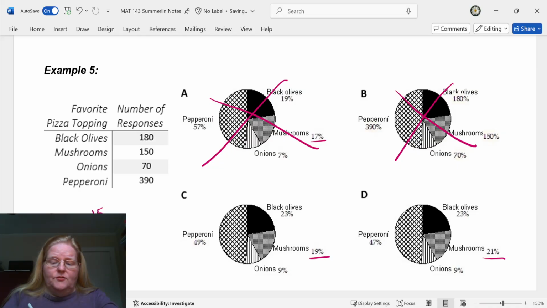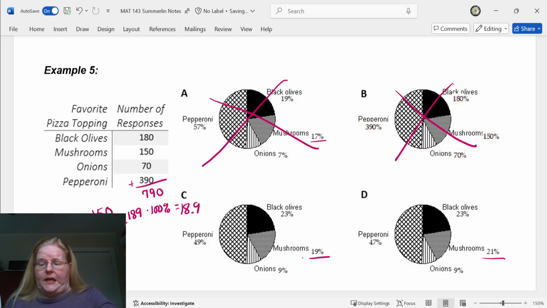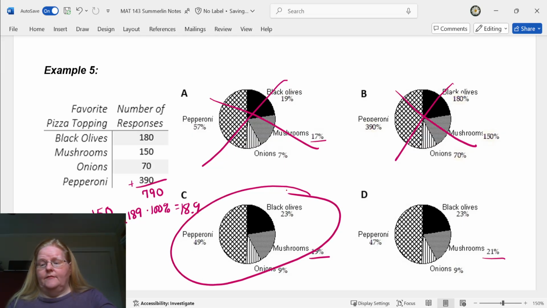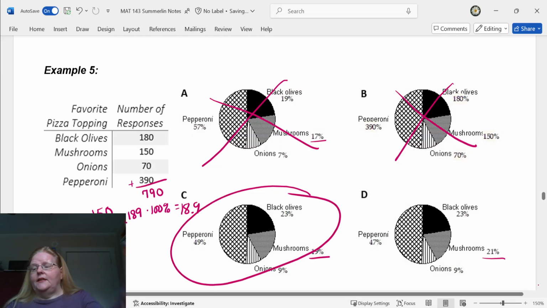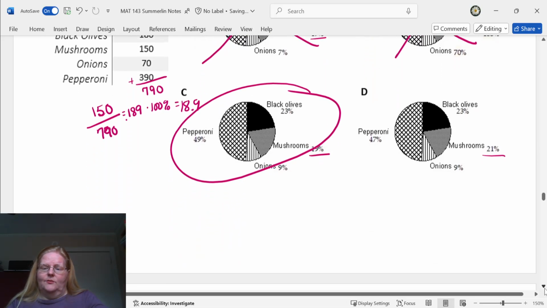So I'm going to take 150 and divide it by the total. So first you have to figure out what the total is of all of those. So when I add them all up, I get that my total is 790. So I'm going to divide 150 by 790. And when I get that, I get 0.189 times my 100% gives me 18.9%, which is 19. That's why it's C, not D. I knew which one it was, but you know.